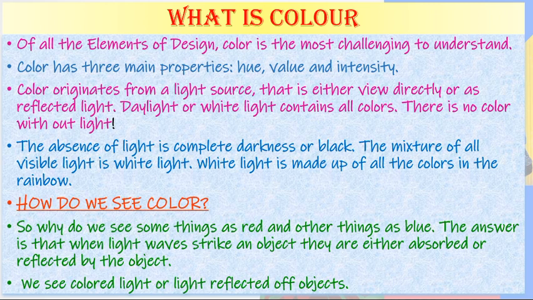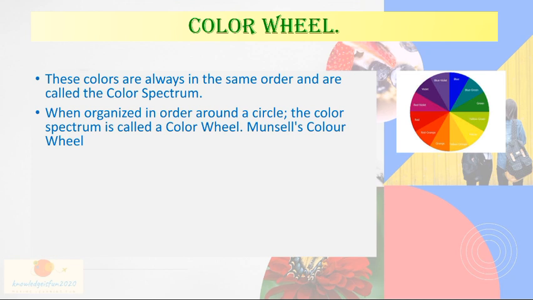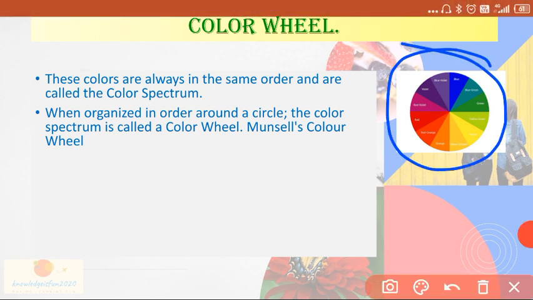Now, how do we see color? I've already told you the color theory. So, the light which is reflected off an object is the color that we see. Now, we come to the color wheel. What is a color wheel? This diagram is known as the color wheel. It is behind all designing, all the color concepts. These colors are always there in the same order and it is known as the color spectrum.